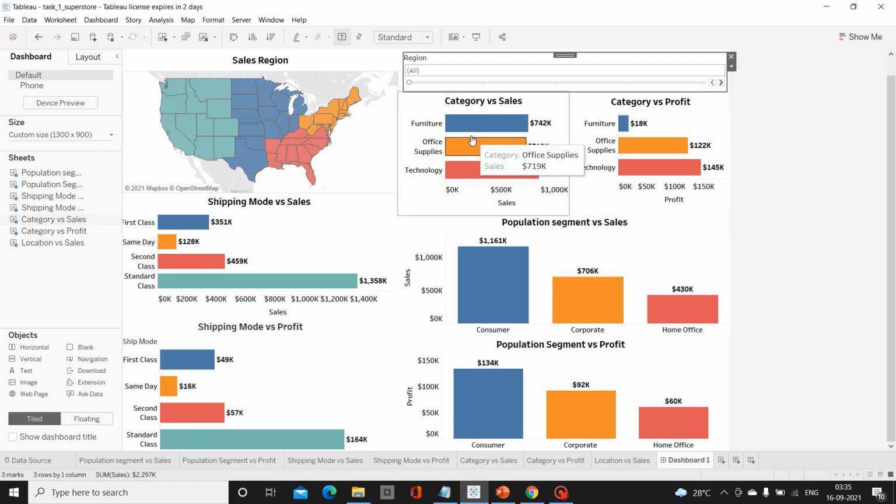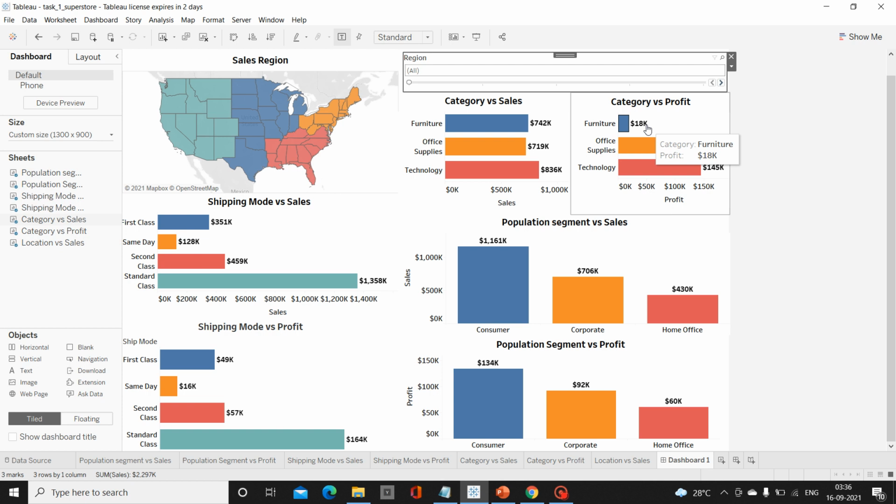Now, moving on to the next factor affecting the sales and profit is the product category. Here we can see that we have three product categories, which are furniture, office supplies, and technology. For all the regions, we can see that furniture has a contribution of $742,000, whereas office has $719,000, and technology has $836,000 contribution.